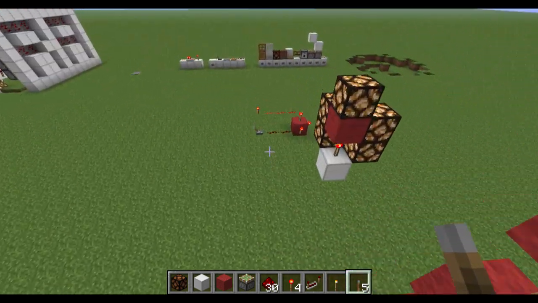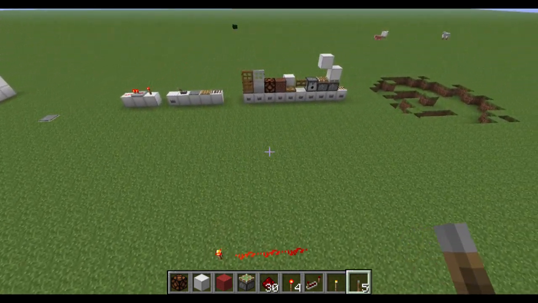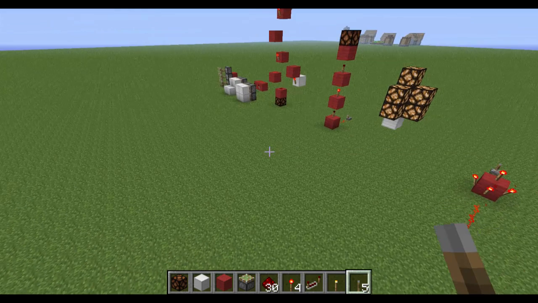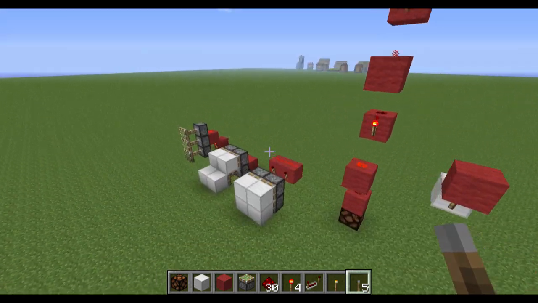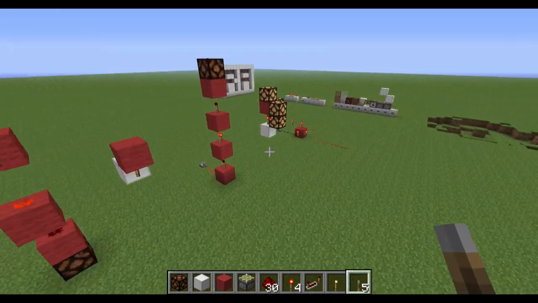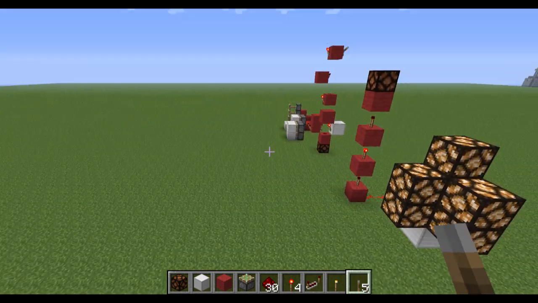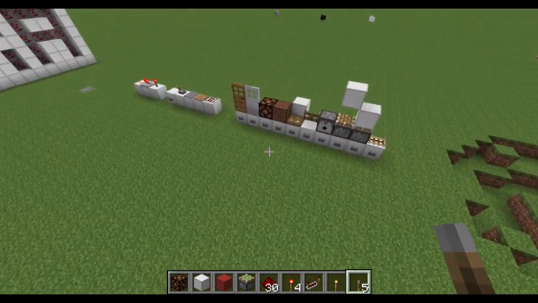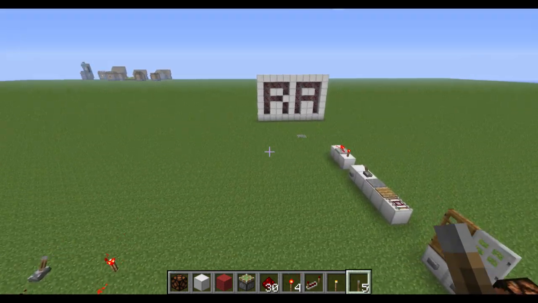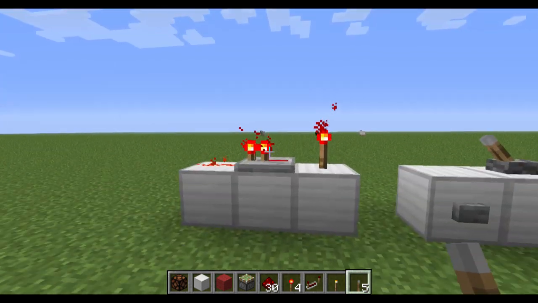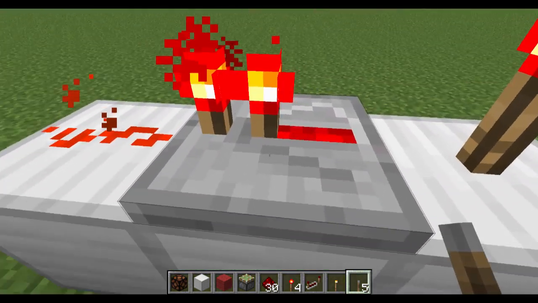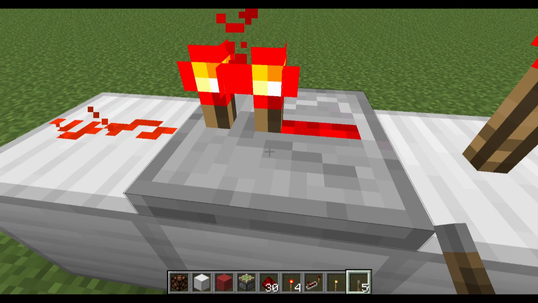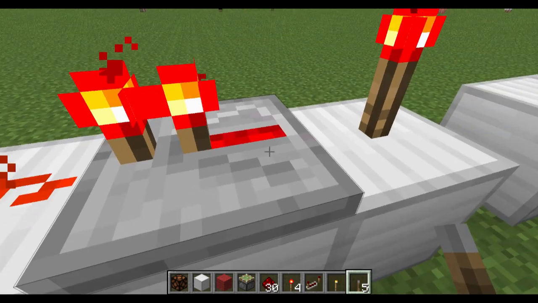Whoa. Now, of course, torches are also used in RS NOR latches. They're used in pulse limiters. They're used in bud switches. They're used in piston doors like we talked about and all sorts of other things. We're going to talk about those in another episode. But for the next one, we're going to talk about the repeater. Very, very, very powerful piece of redstone equipment.